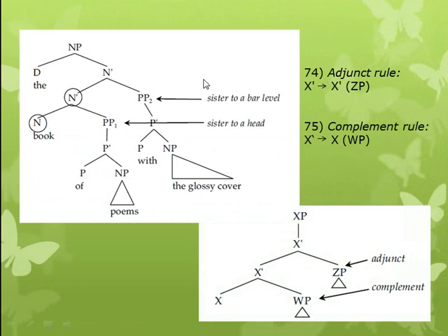Jadi this one here we have with glossy cover, itu adalah adjunct. Okay, of poem itu adalah complement. Jadi of poem itu adalah complementnya. Book with the glossy cover itu adalah adjunctnya book. So from this, dari sini, jadi book of poem itu adalah satu yang kemudian ditambah keterangan lain dengan with the glossy cover. Nah, jadi mereka memiliki susunan ke bawah. Di sini ada yang ke samping. So these are the differences between complement and adjunct.